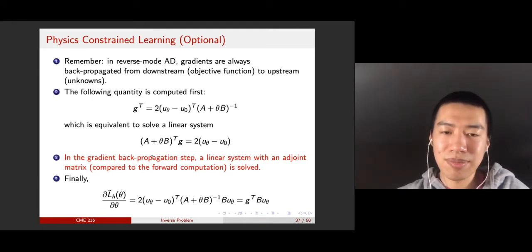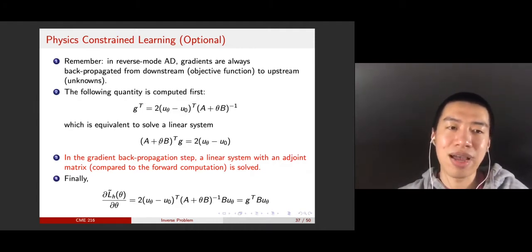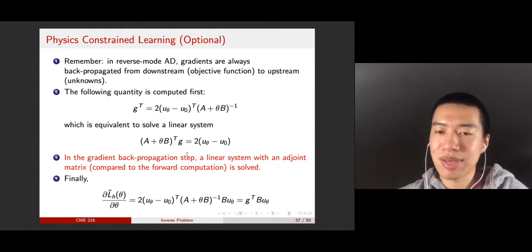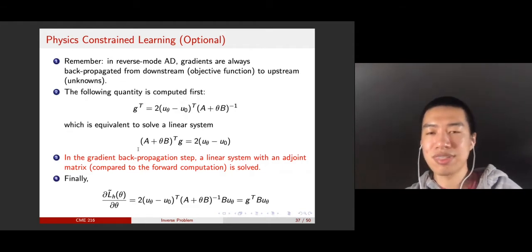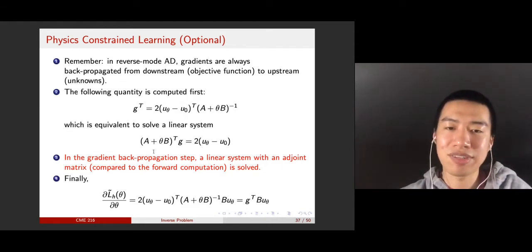They have some deep connection with the so-called adjoint state methods. In the adjoint state methods, they usually solve the adjoint matrix of the original problem, and that's why they call it adjoint state methods. They have some deep connection, but we will not cover that in this lecture.